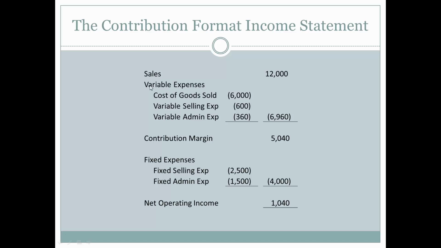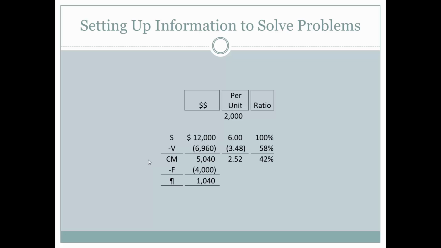However, the expenses will be broken out based upon cost behavior as opposed to category as to whether it's period cost or a product cost. In this instance, with the contribution format income statement, we have variable expenses which are deducted from sales, which yields the contribution margin, from which fixed expenses are deducted in order to yield net operating income.